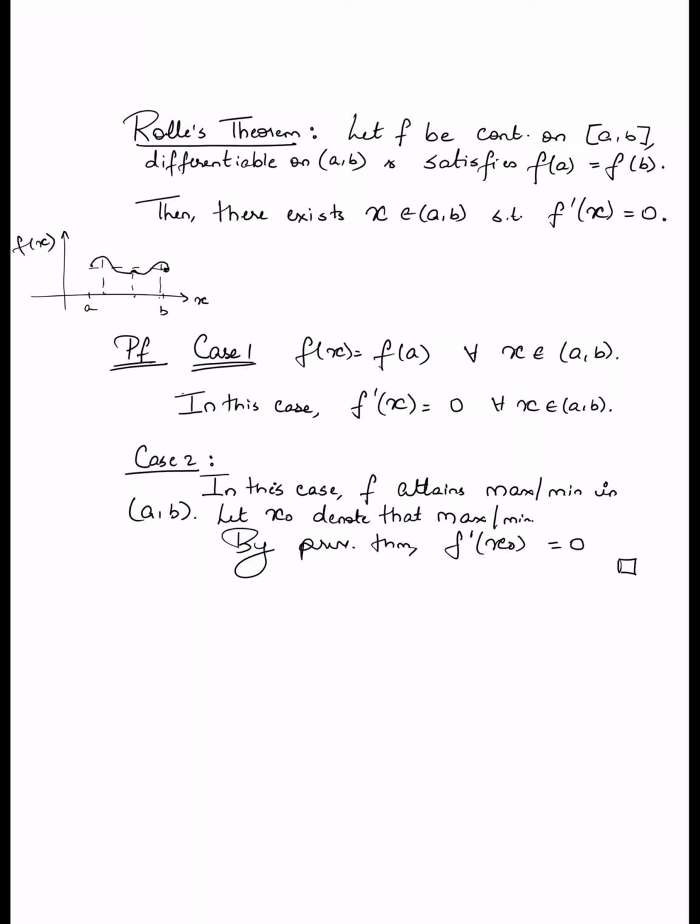Okay, so far we have seen two things. Firstly, that if a function is differentiable, then the derivative must be 0 at maxima and minima.